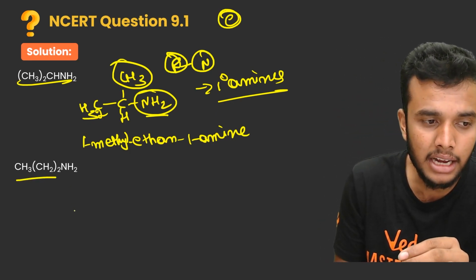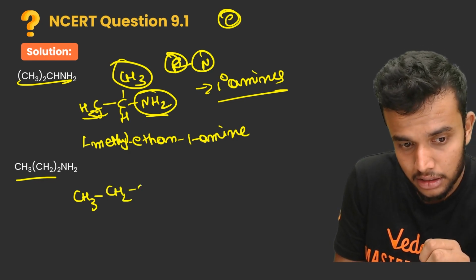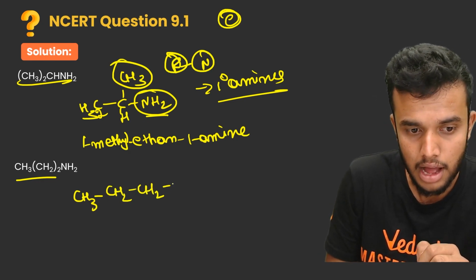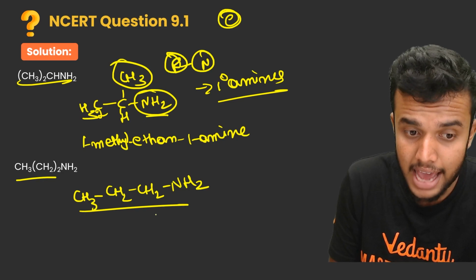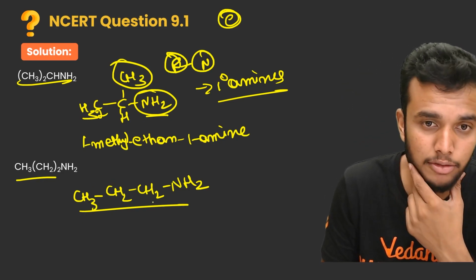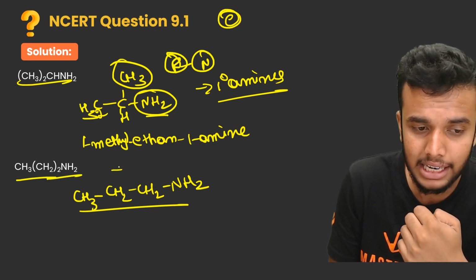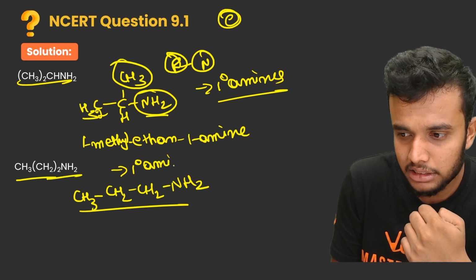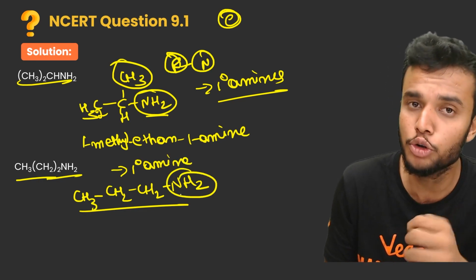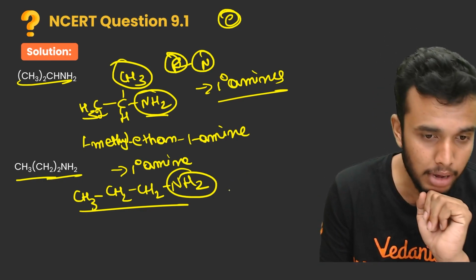Let's move to the second term. The second one, let's write the structure. CH2 is there, right? NH2. But if we write like this, this carbon is not satisfied, students. Let's check. Yes, it's satisfied, right? Let's move on to the classification. This is a primary amine. Why? In this compound the NH2 group is attached to only one R group. That's why it's a primary amine compound.